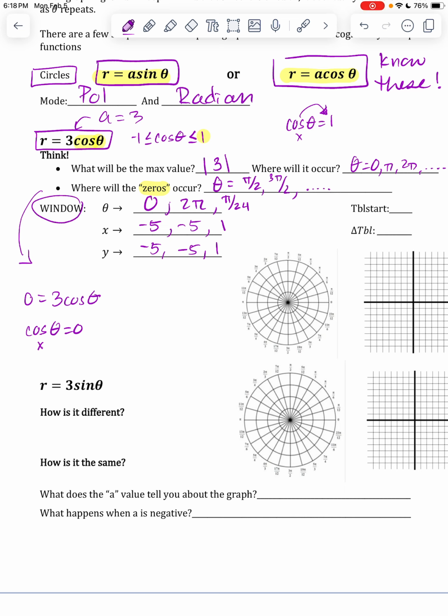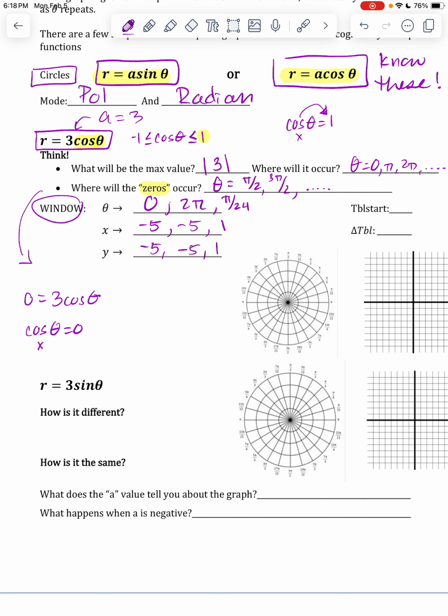And then let's set our window. So go to window, go from 0, and some of this, if you were involved in what we were doing yesterday, will be the same. 0 to 2 pi, by pi. I probably use 24ths, it looks like. I'm going to go negative 5 to 5 by 1s, negative 5 to 5 by 1s. And then I can type in my equation.